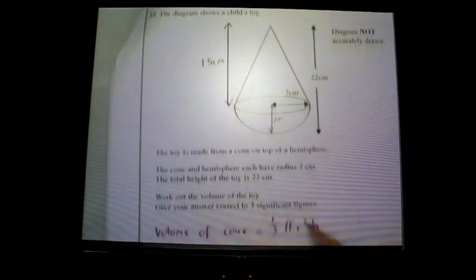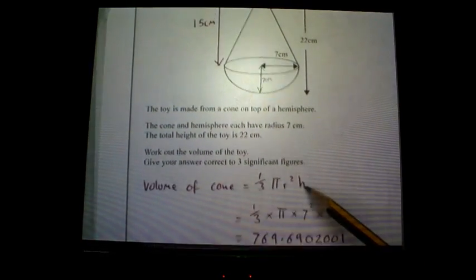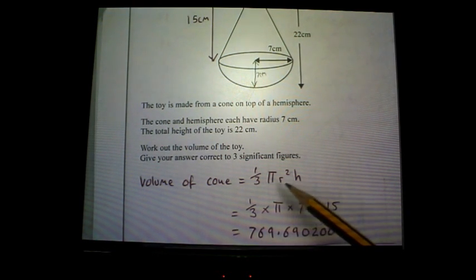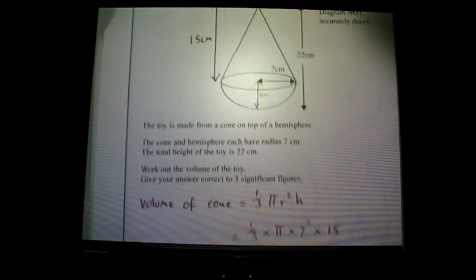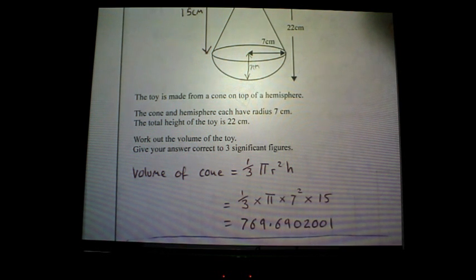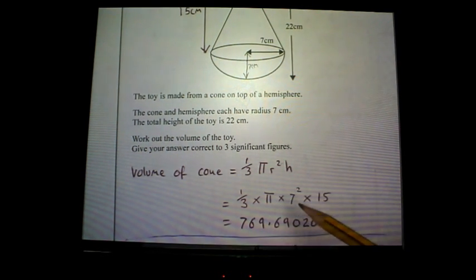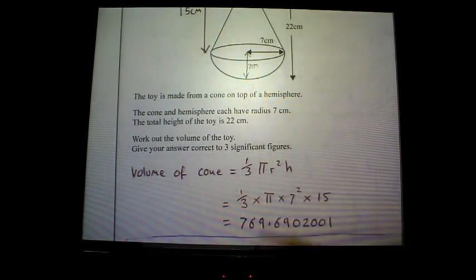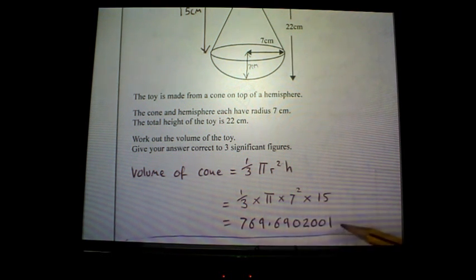First of all, work out the volume of the cone. The formula's at the front of the exam paper. It's a third pi r squared h. So you plug your numbers in. So a third times pi times the radius squared times h. So you should get something like that. I've written all my numbers down because I've got to add it up later on.